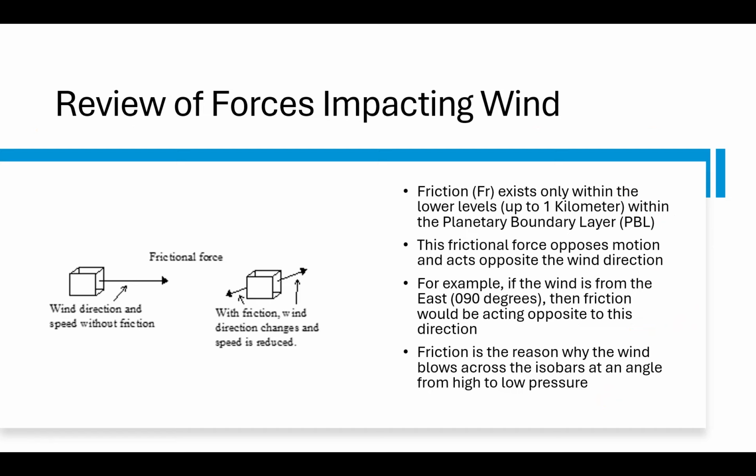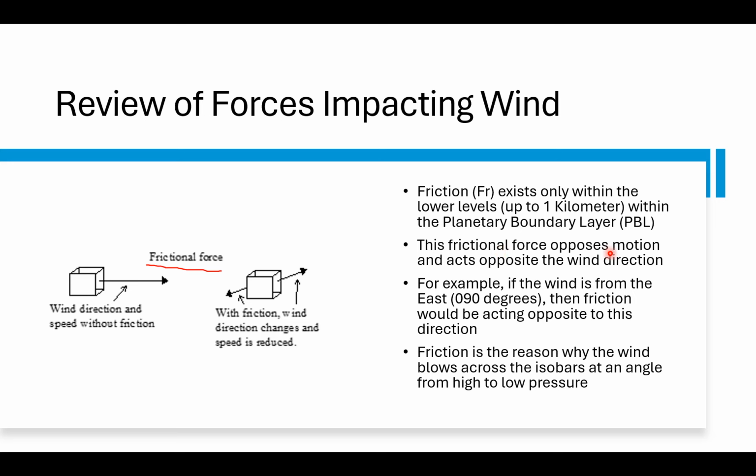So the review of forces impacting wind continues now. We talked a little bit about flow around curved flow, winds around curved flow with lows and troughs and ridges and highs. Now let's talk about the surface again, where we have this force of friction. Friction exists only within the lower levels, up to about 1 kilometer, within what's known as the planetary boundary layer, the PBL.